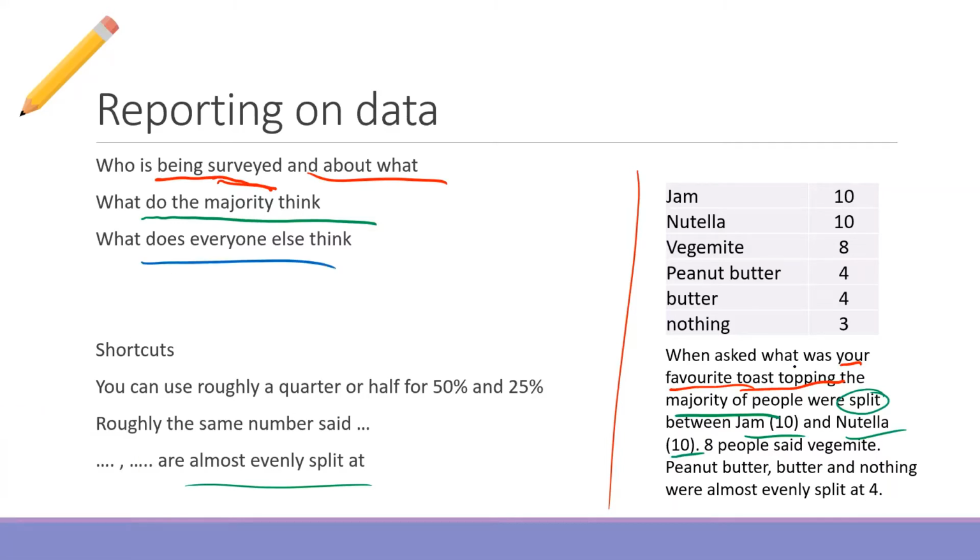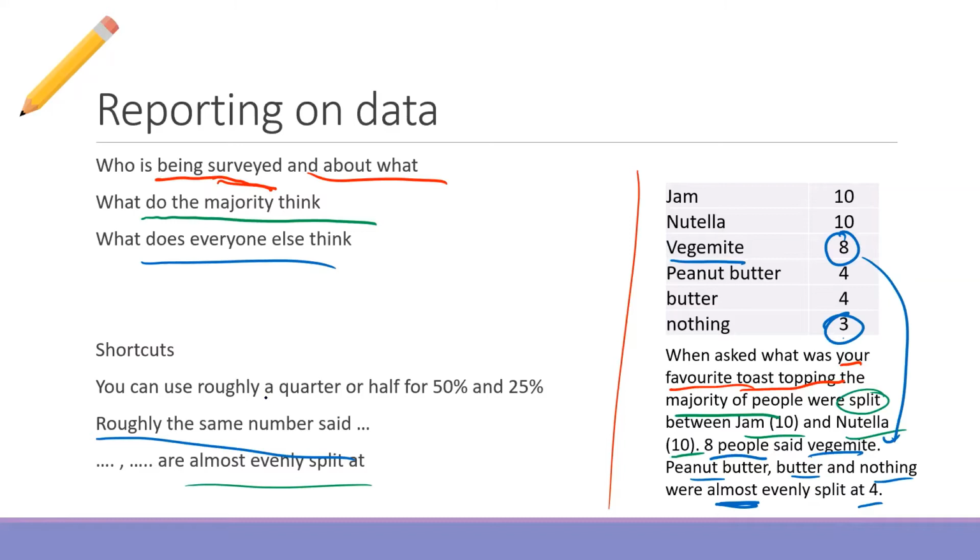We've got another example here. And what does everyone else think? 8 people said Vegemite, so that's literally just, this is 8, this is Vegemite, put it down there. And then peanut butter and butter were almost evenly split at 4. Now I said almost evenly split because if you look at nothing, nothing's 3, not 4. You might be saying, sir, can you do that? Can you get away with that? And I'm like, yes, I can, because I said almost. I put a quantifier there. You could say instead that peanut butter, butter and nothing were roughly the same number.